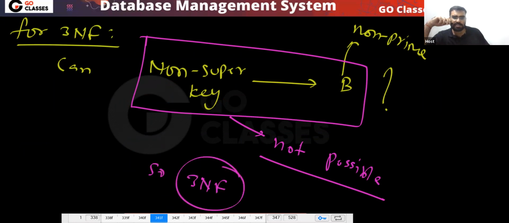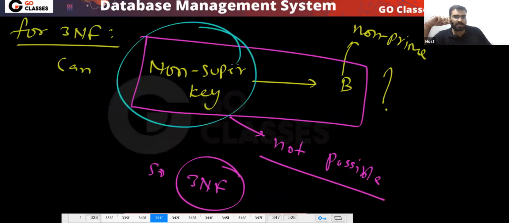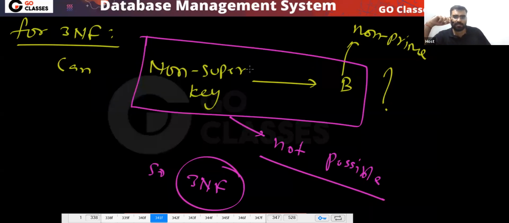Is this clear? Why is this not possible? Just check what are the non-super keys. And remember, not containing B, because if it contains B, then what will happen? It will become a trivial dependency.